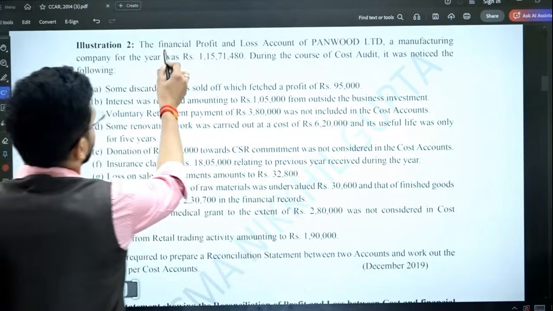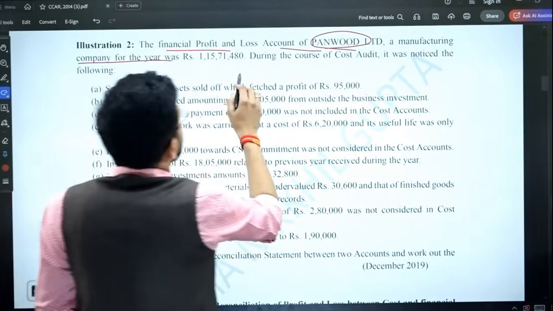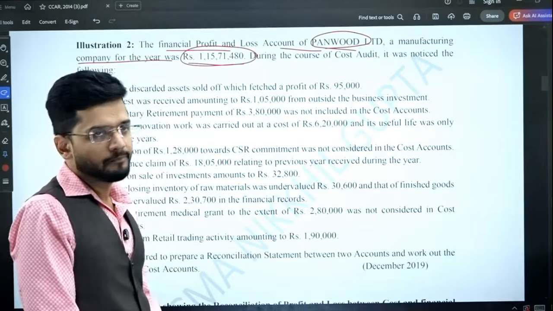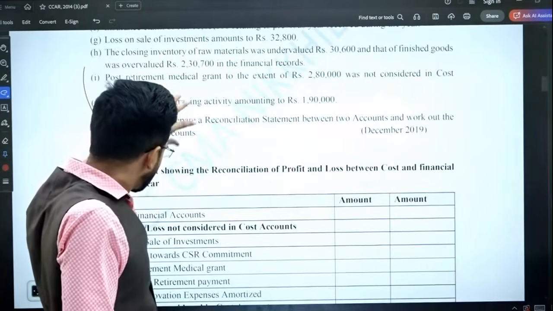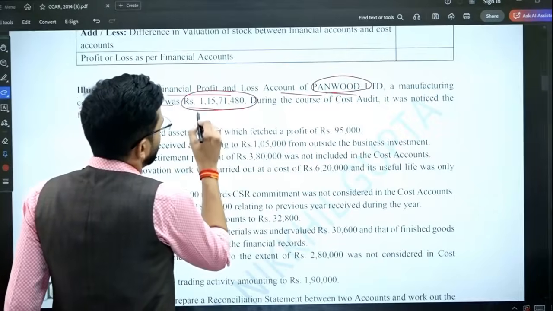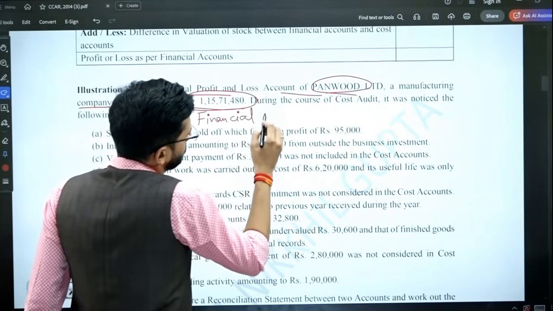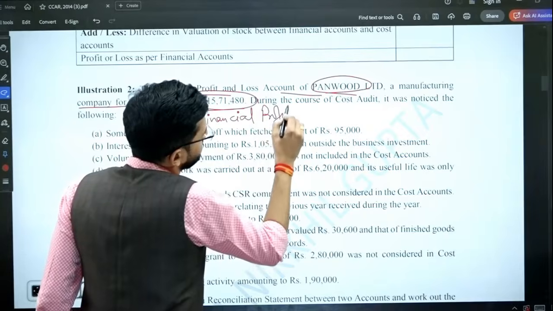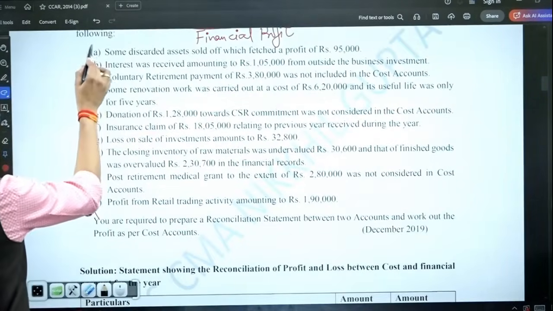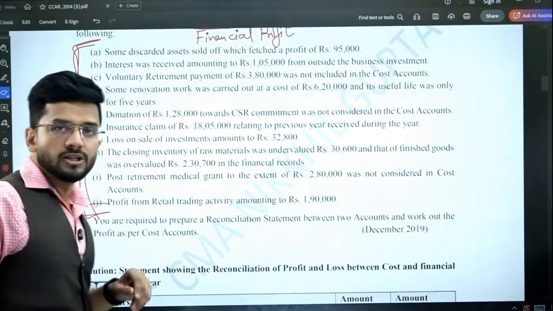The financial profit of the company Panwood Limited, a manufacturing company, for the year is 1,15,71,480. So the company has given its financial profit. This is the financial profit from the finance books of accounts, the profit and loss account. During the course of cost audit, the following was noticed. So these are the adjustments which we need to do.